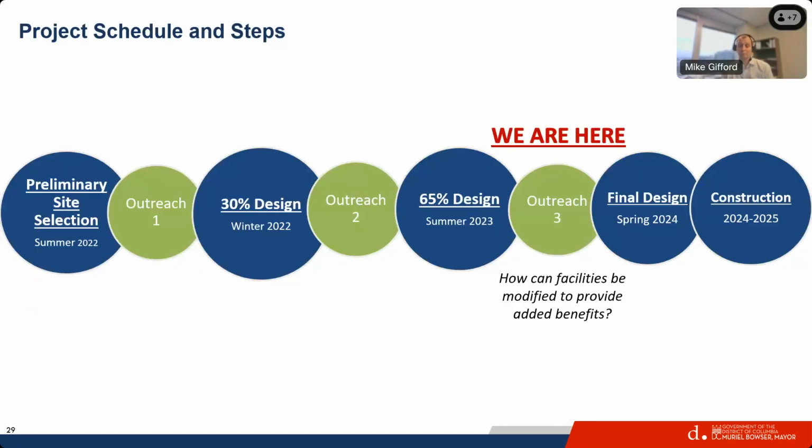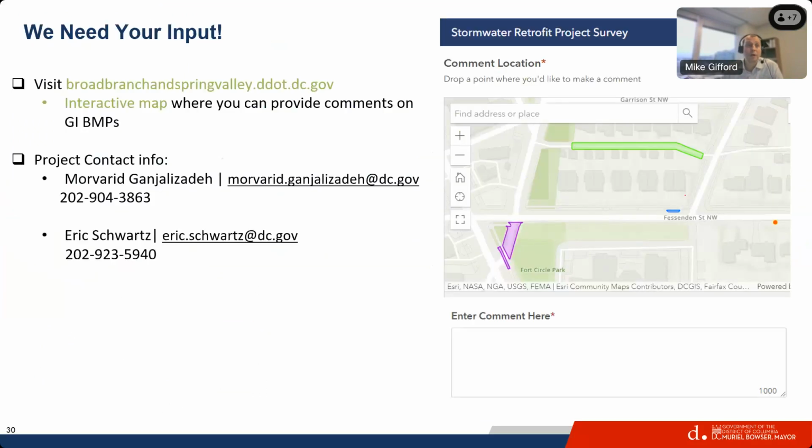So once again, with where we are with the project, we did the preliminary site selection starting in the spring and summer of 2022. We have had 2 outreach meetings before this one as we've advanced the design. We're here at the 3rd outreach meeting, and we're looking for feedback from the community. Largely, how can we continue to modify these facilities to provide added benefits? And so with that, we are looking for your input.